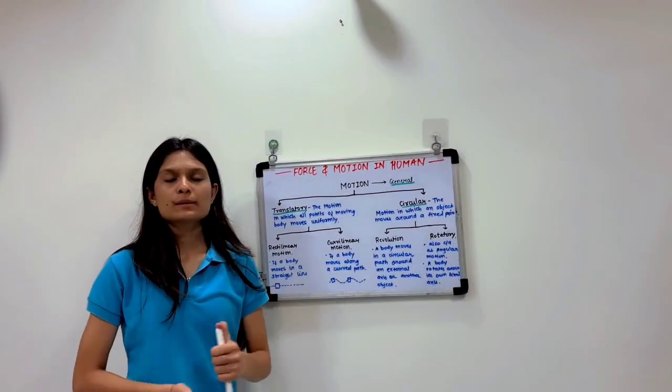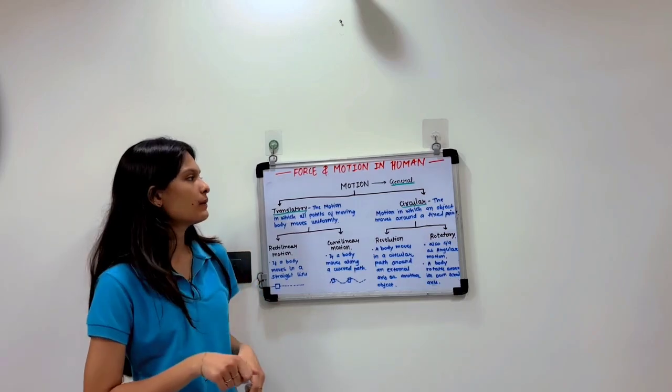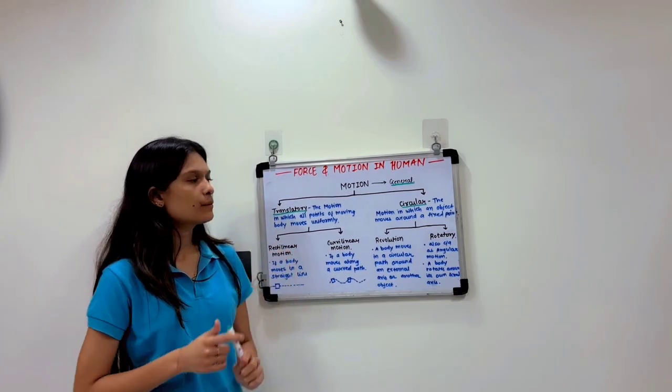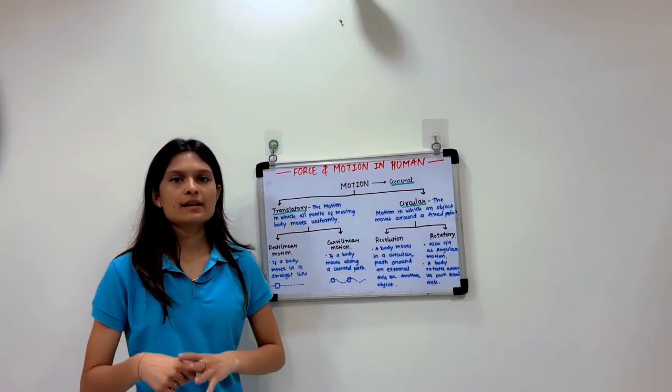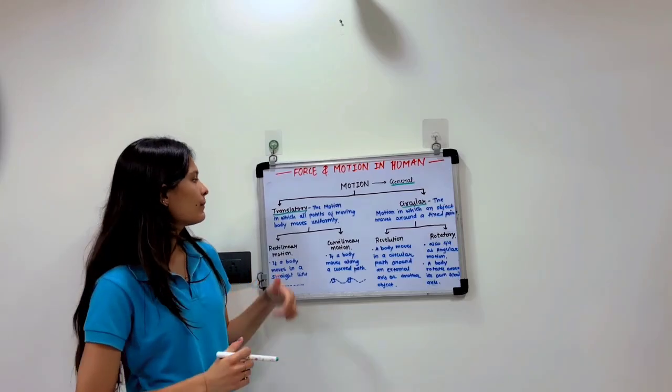So, as we have learned about the motion, motion is the change in position of a body or a body segment over time. There are three types of motion: general motion, translatory motion and circular motion. General motion is a combination of translatory and circular motion. Examples of it are running, walking and swimming.